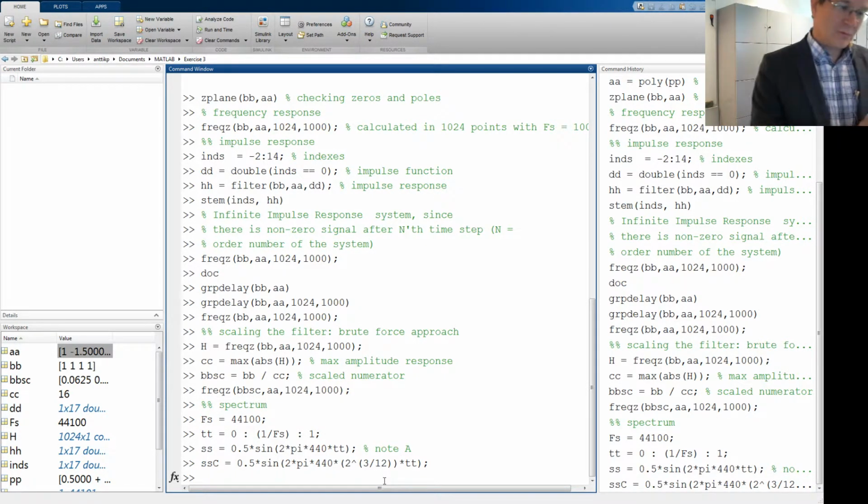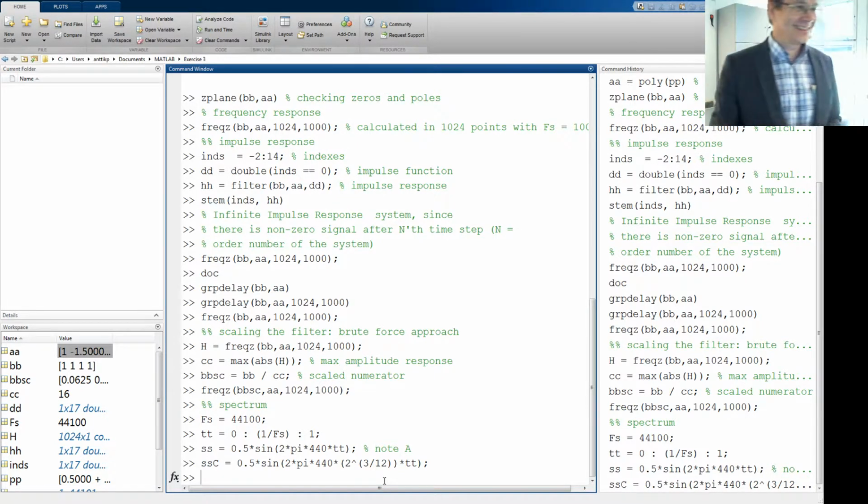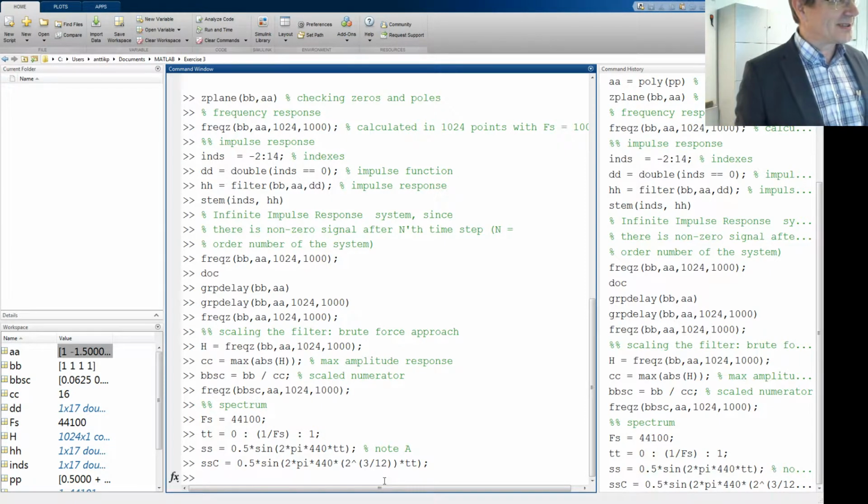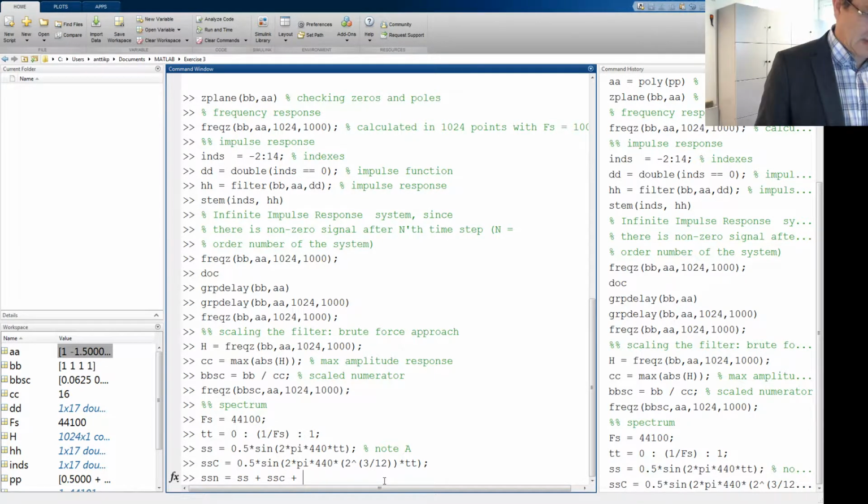So let's add those together. This will be so much fun. Some noise on it. So our signal will be SS plus SSC plus some noise, random numbers of the size of SS, for example, times something. Well, that's quite a lot of noise, but it doesn't really matter. Let's have that lot of noise there.